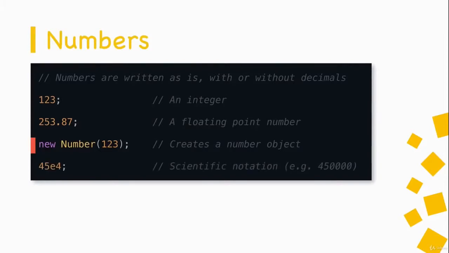In JavaScript, we also have scientific notation. So 45e4 actually means 45 multiplied by 10 to the fourth power. In this case, it's 450000. So, unlike strings, you write numbers in JavaScript as is. Don't put in quotation marks around numbers because otherwise JavaScript will actually treat them as strings and not numbers.